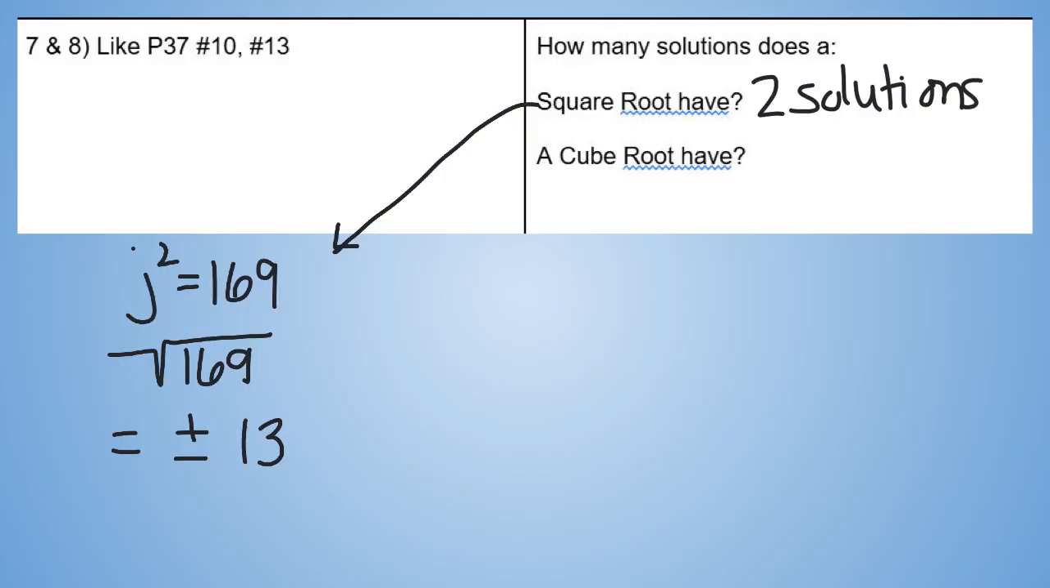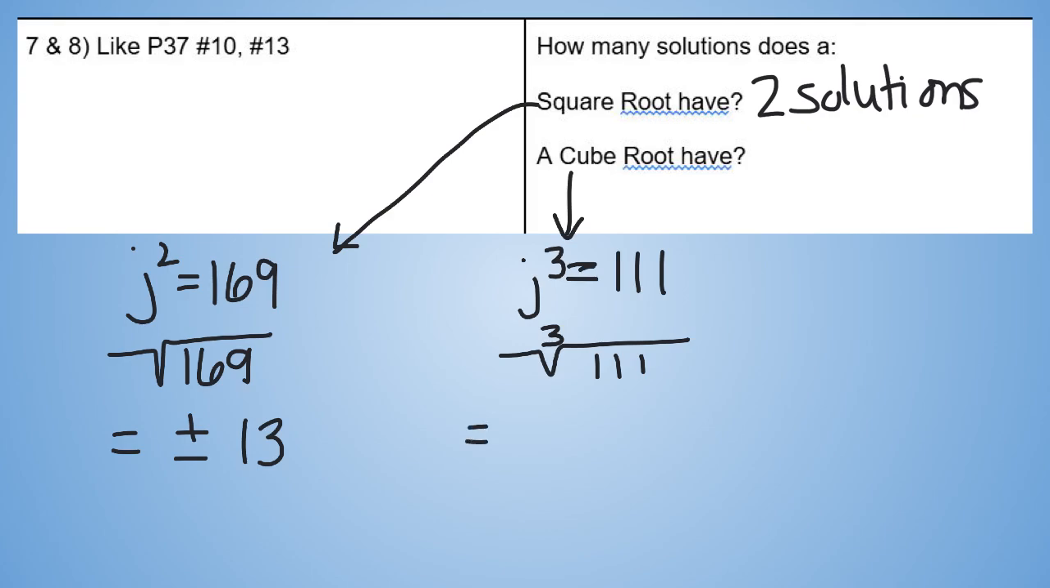But what if we have a cube root problem like number 13? Or like this one. What if I have j cubed is 111? Well, you undo a cube by cube rooting. And my answer is going to be an irrational number. So it's, let's see, 4.805895553. Okay. But I can only have the positive.